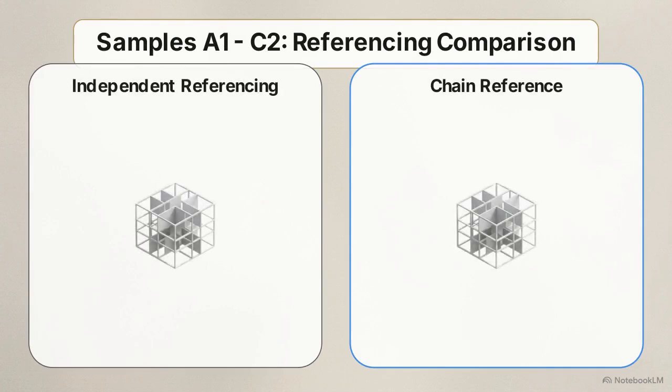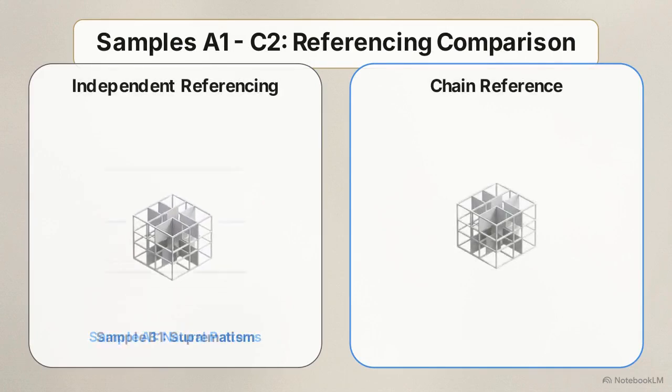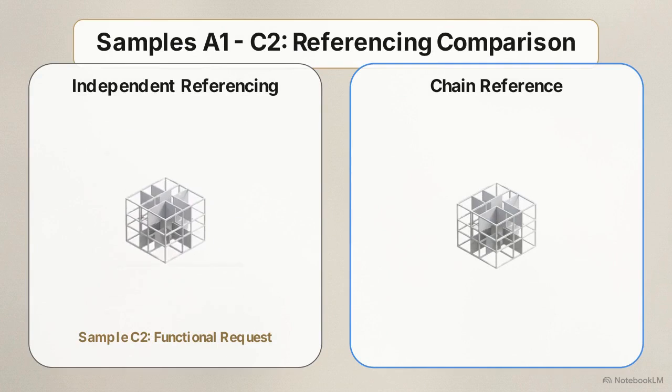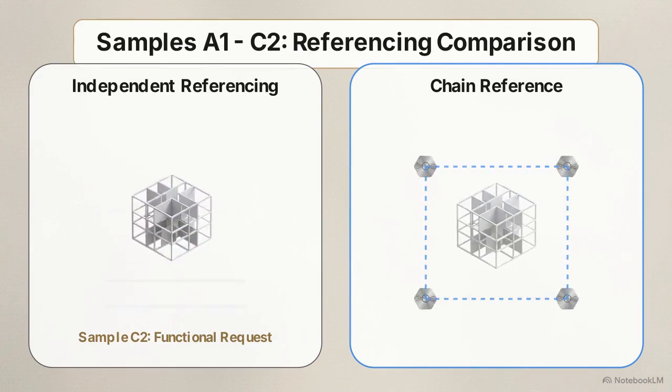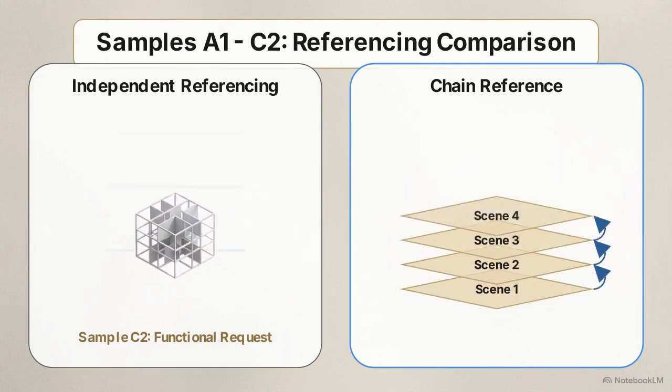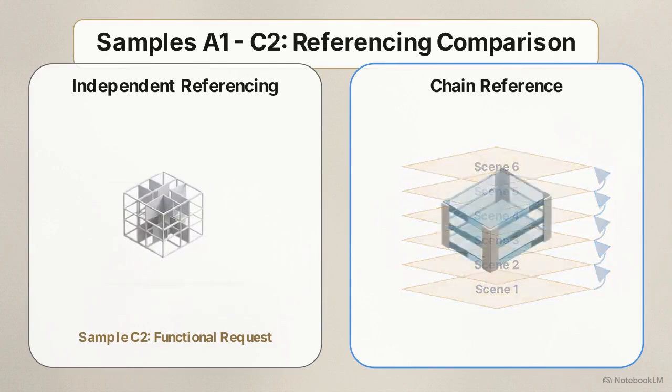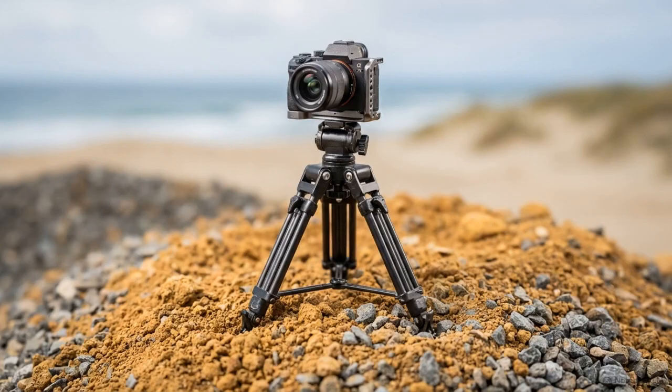We see the difference across samples A1 through C2. On the left, improper referencing creates a jumping landscape. On the right, the structure is stable. We repeat this chain reference process for all 6 scenes, building the house layer by layer. This method simulates the presence of a locked-up tripod on a digital job site.